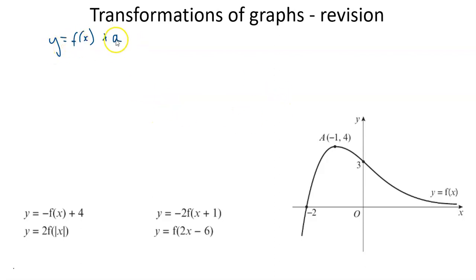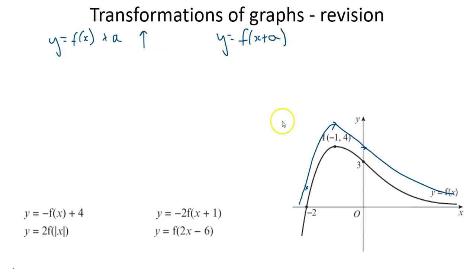transformations of graphs. So we'll start off by looking at the first one, where you've got y as a function of x and you add a value at the end. That's the simplest one. If you add a value at the end, it's just going to shift the whole thing up. So this point would move up, this point would move up, everything would move up, and it's going to look something like this.